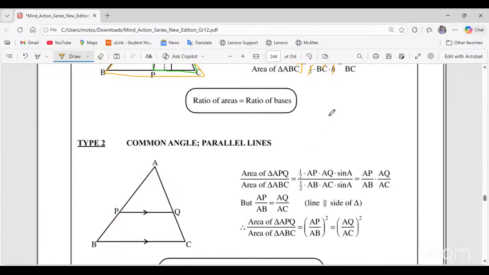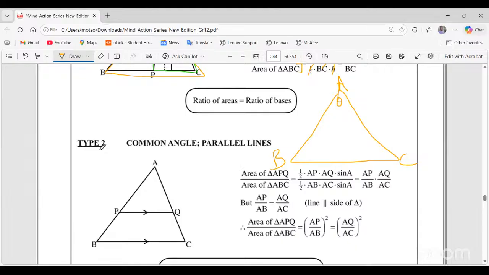So just to remind you guys on how the area rule works, given this triangle A, B, C, and then there is an angle theta there, and you want to find the area of this orange triangle here. So the area rule works like this.